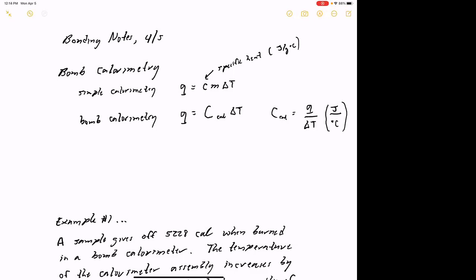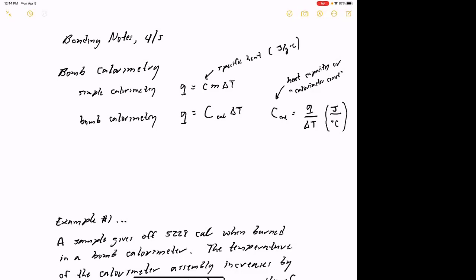Now, we're going to name this thing something else. We're going to call it the heat capacity of the calorimeter. Or sometimes we call it the calorimeter constant. All right. But essentially, that's what we're measuring. It's the specific heat of the whole calorimeter assembly.